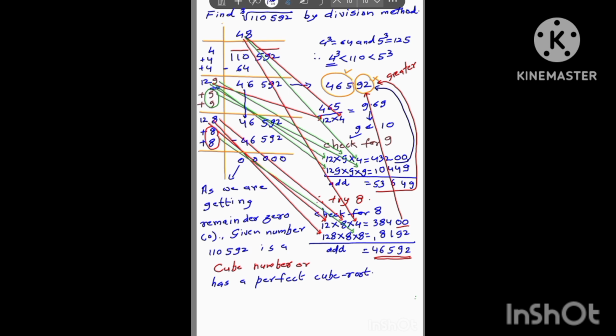And therefore the cube root of 110592 is 48. Where is the answer? We will show where is the answer. Yes, that is the answer.